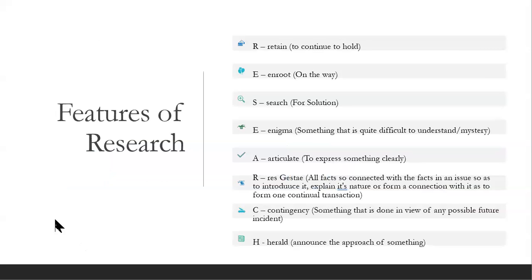So these are some of the features of research. Whatever we are going to discuss in today's lecture, in session 1 and session 2, I'll again repeat it while going through all the lectures.